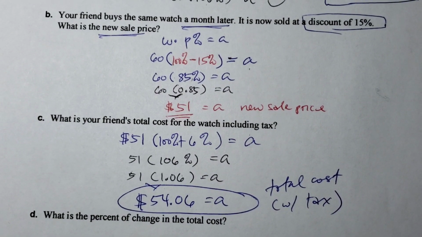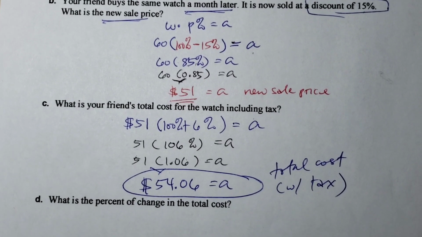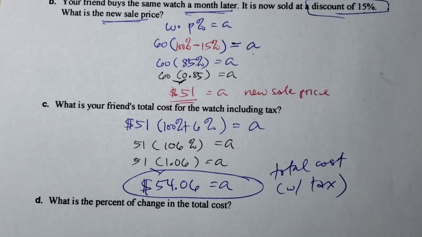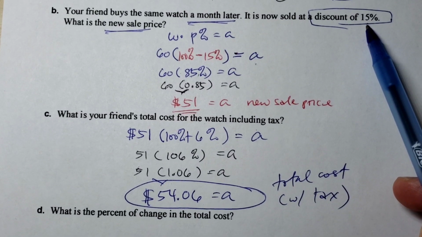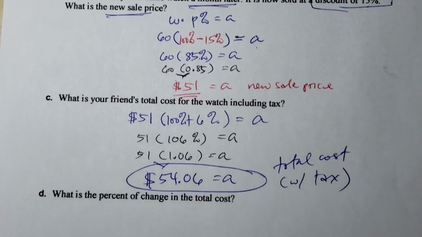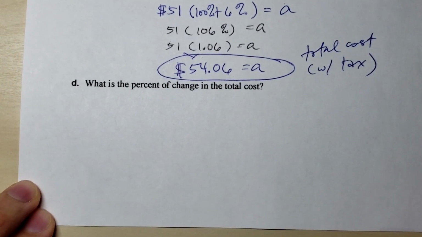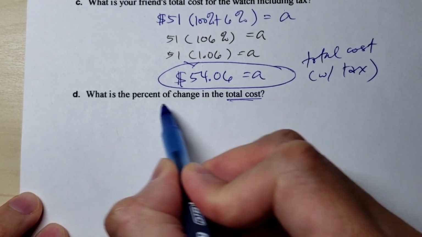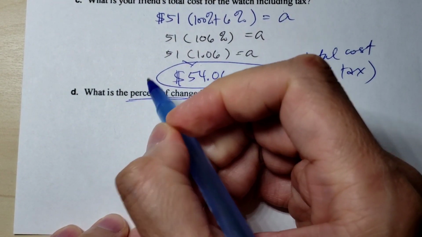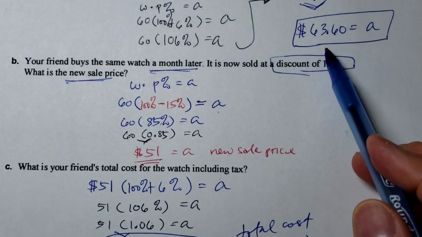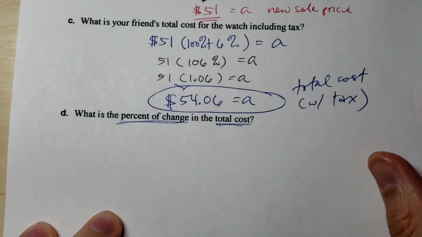Okay, so letter D. It says, what is the percent of change? Now, technically, we know what the percent of change is. It's 15%. But if it's asking you to show your work because it's part of an assessment, then that means we need to show our work. So the percent of change in total cost. So that means what is the amount, the change in amount? So the first total cost was $63.60.